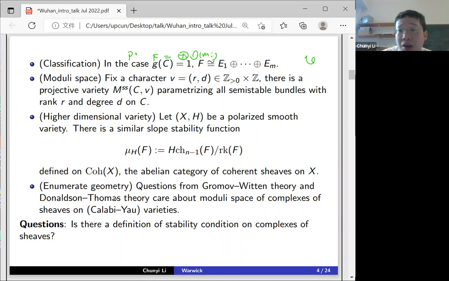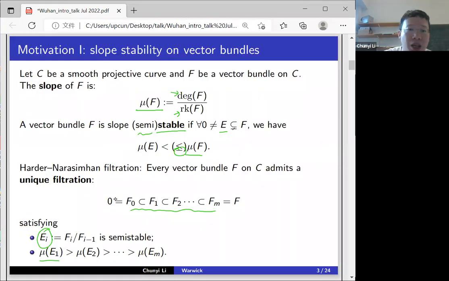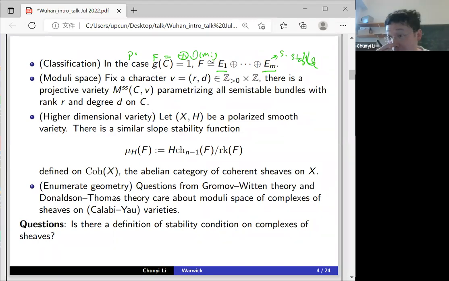For example, in the elliptic curve case, it's a result by Atiyah, probably 70 or 80 years ago, that of course you can have more interesting vector bundles, but you can always write them as a direct sum of semi-stable vector bundles. Another way to rephrase that is that in the HN filtration for vector bundles on the curve, the filtration splits. But that only holds for curves with low genus. When the genus is greater than or equal to 2, the filtration could be very complicated, so it can never be split.